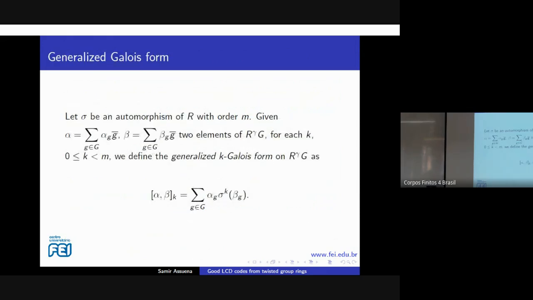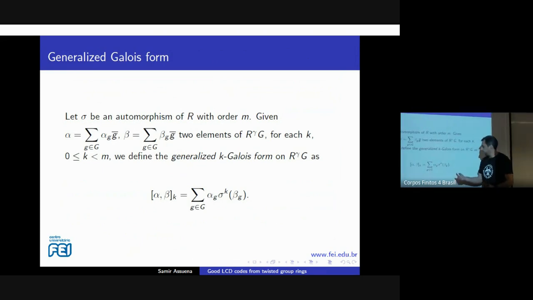So, how to produce or obtain good codes using this extraction? To do that, first we consider sigma, an automorphism of the ring R. The ring here is finite. Of course, the automorphism has an order n. So we define the generalized Galois form in this way.